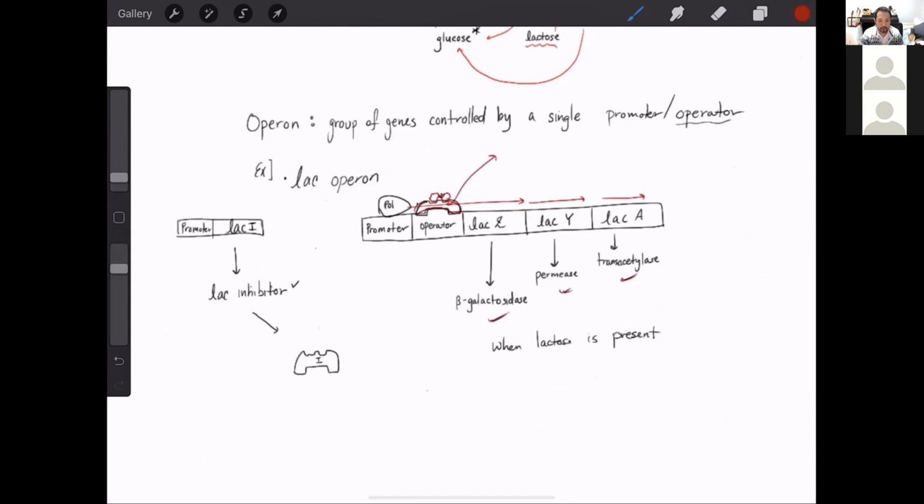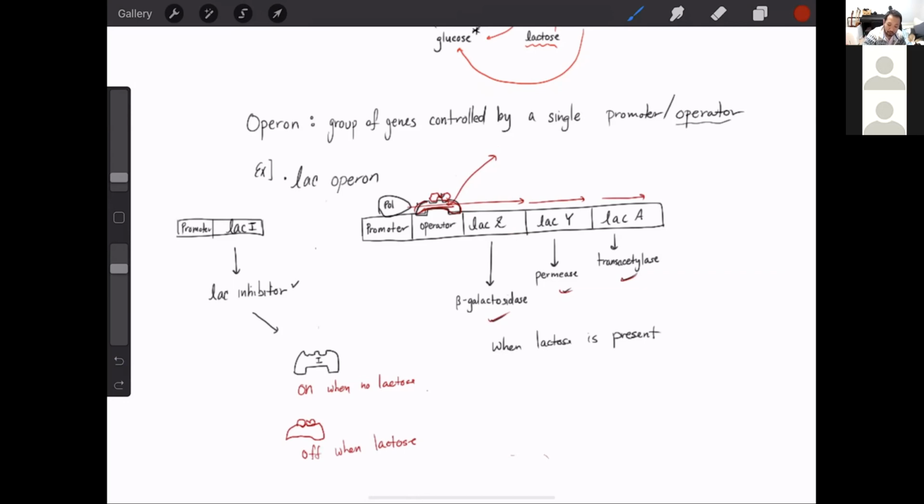So it's a little bit confusing, but the whole point is that this inhibitor is going to be turned on when there's no lactose attached to it, and it's going to turn off when lactose is attached. So when lactose is available in the cell, the inhibitor turns off, falls off the operator, and therefore allows the polymerase to attach to the promoter and push its way down and produce beta-galactosidase, permease, and transacetylase, working to break down the lactose that is available.